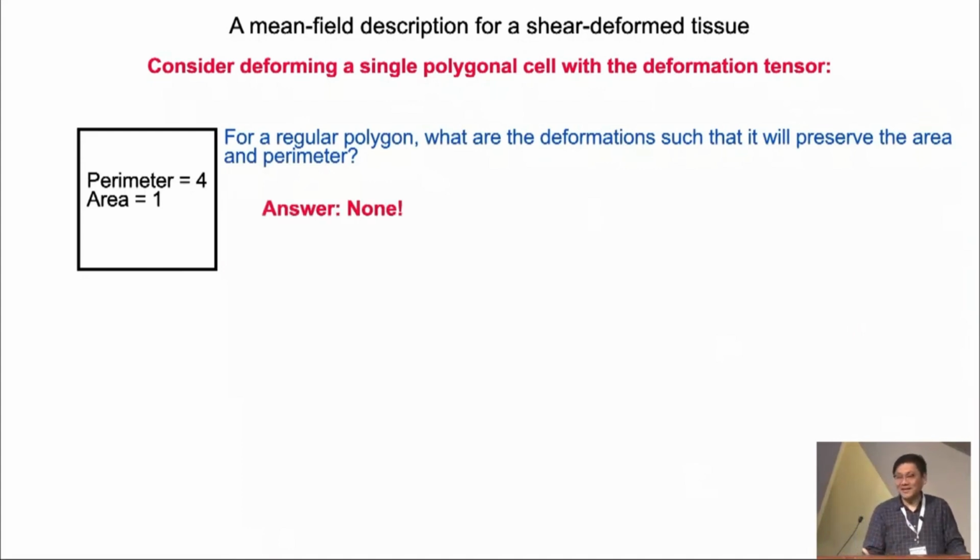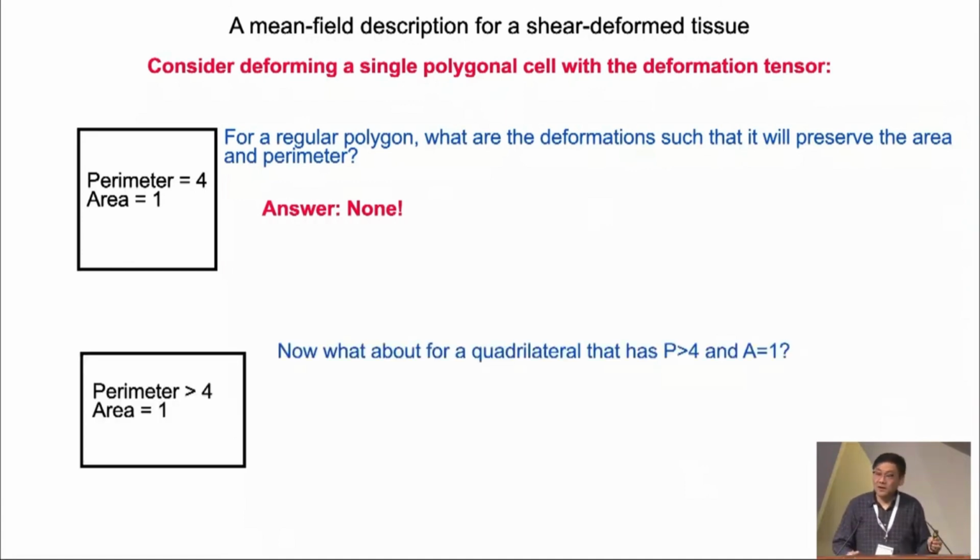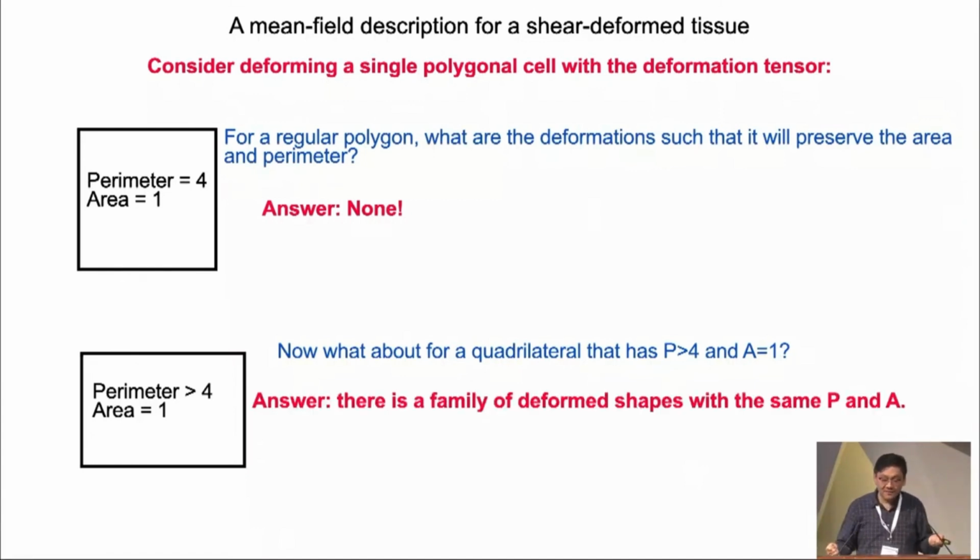If you actually try to think of ways, there are actually no ways to do that. One simple reason is that this is already the minimal perimeter shape for the given area. So anything you do to it will change those two quantities. On the other hand, what about a slightly elongated cell, something that's non-regular? Are there ways to do it? You may see the answer coming. There indeed are many ways of deforming this without changing P and A.